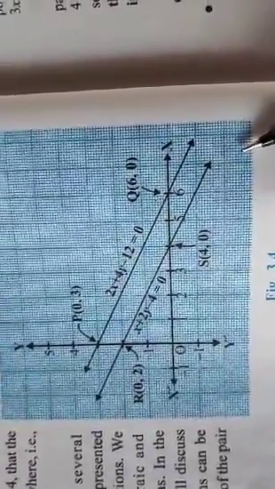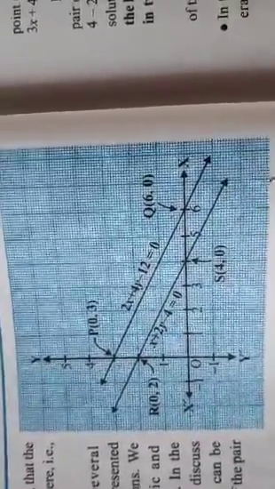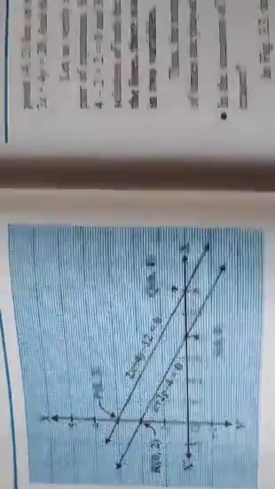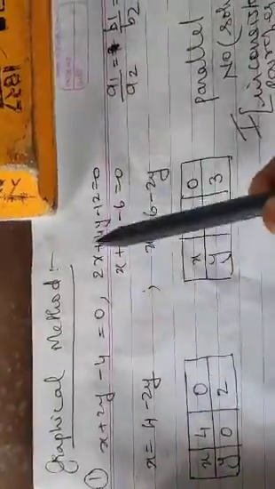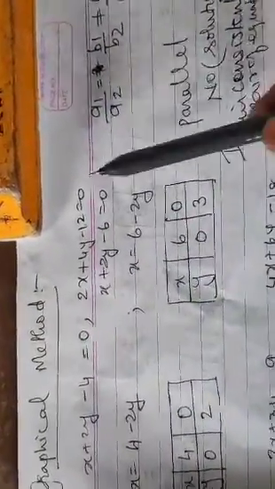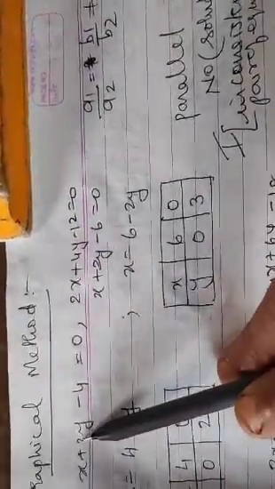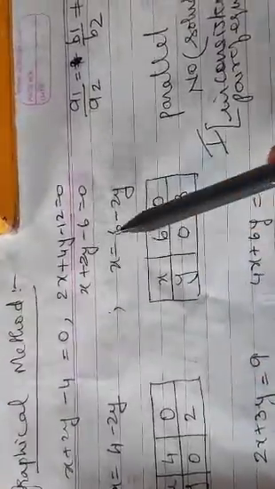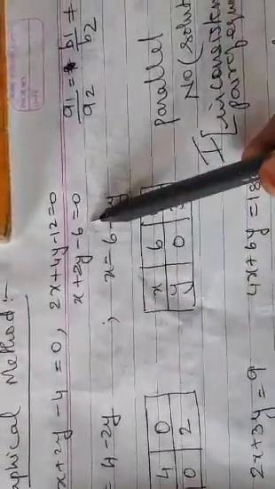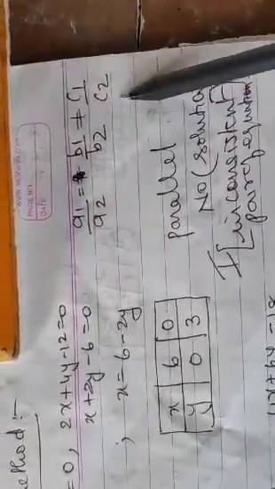If you remember, I told you something about A1, A2, B1, B2, C1, C2. Do you remember? So here, you should know the relation between these. In these two equations, A1 upon A2 is 1 upon 1, which is equal to 2y upon 2y, meaning 2 upon 2, that is again 1 upon 1. So A1 upon A2 is B1 upon B2, but it is not equal to C1 upon C2. Here C1 is minus 4 and C2 is minus 6.